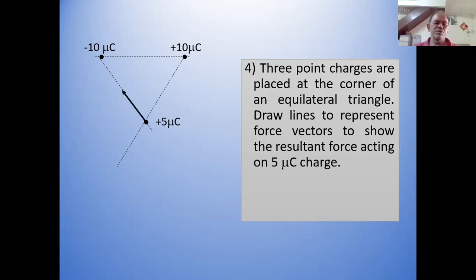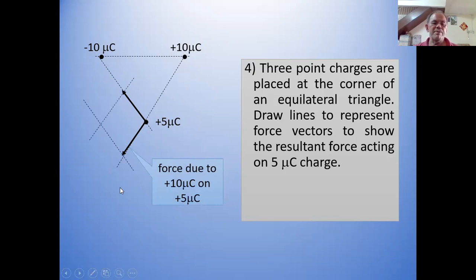So between the 5 and minus 10, there's an attractive force on the 5 microcoulomb. Between the 10 and 5, there's a repulsive force. Remember, the distances are the same, so the magnitude of the force must be the same size. After that, you use your parallelogram. Draw your parallelogram, and that's your resultant force.